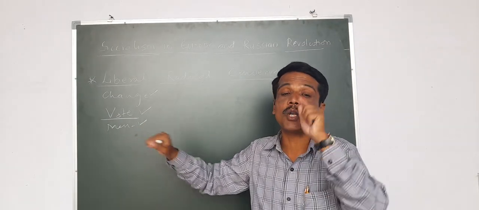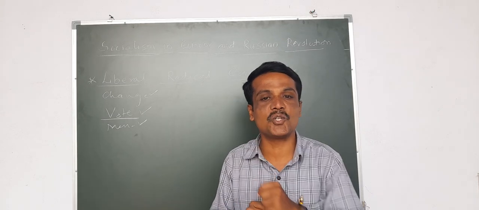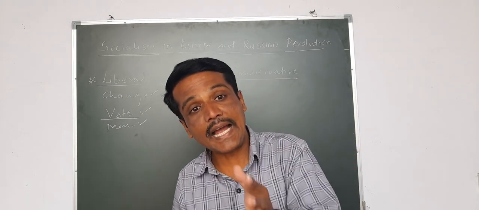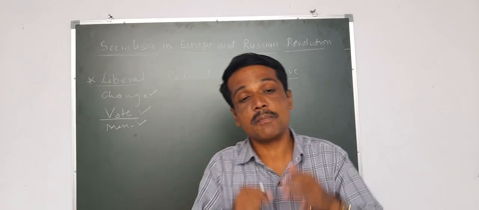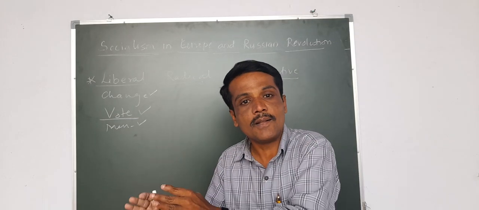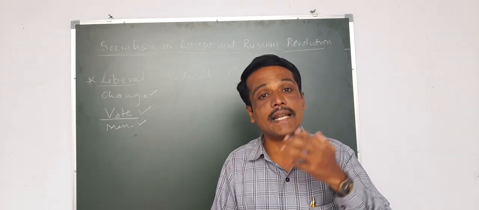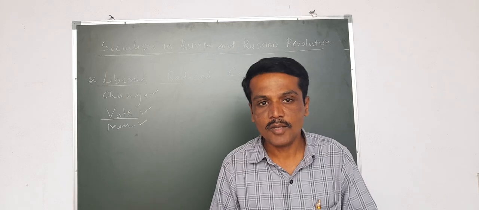This is a very important question, my dear children, because in the examination this question may be asked: why were the liberals non-democratic? Because the liberals were not in favor of giving voting rights to women, and they wanted that only men should have the right to vote.